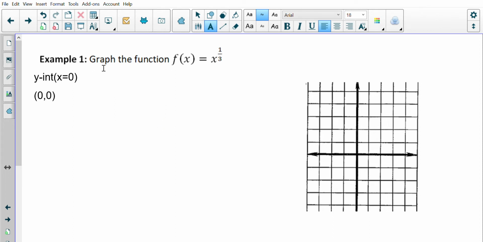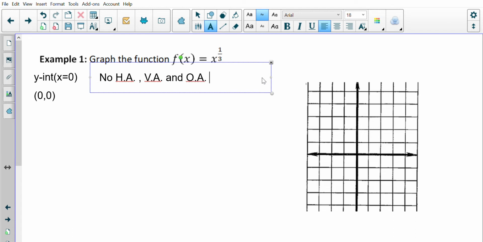Now, the second part is when I'm looking for asymptotes. I'm going to look for when the denominator is equal to 0. Well, we don't even have a denominator here. And so, in fact, there are no horizontal asymptotes to look for, no vertical asymptotes, and there are no oblique asymptotes, because we don't even have a rational function here where we have a denominator to even compare the numerator and the denominator. So we don't have any asymptotes to worry about, which is good.